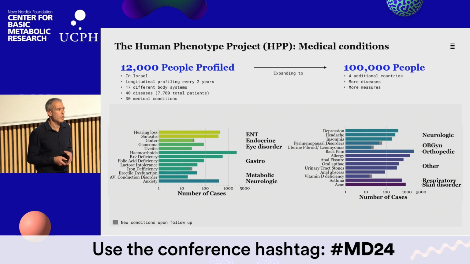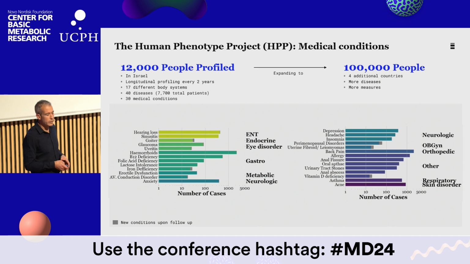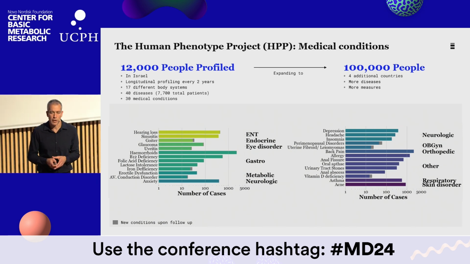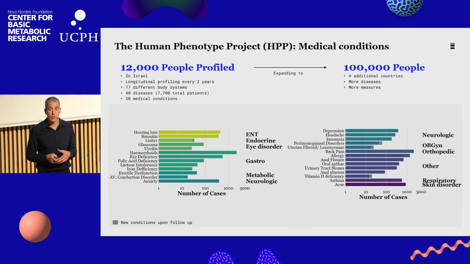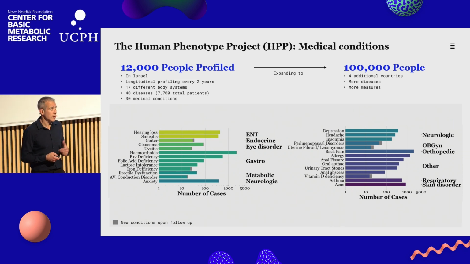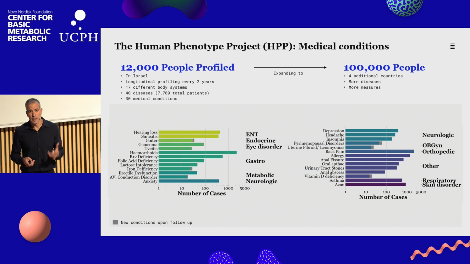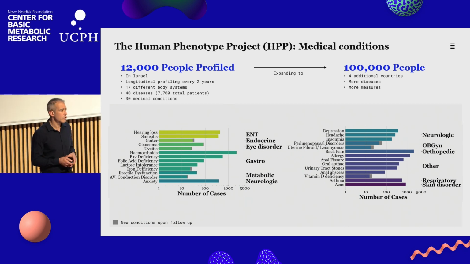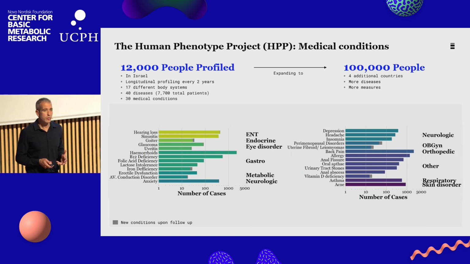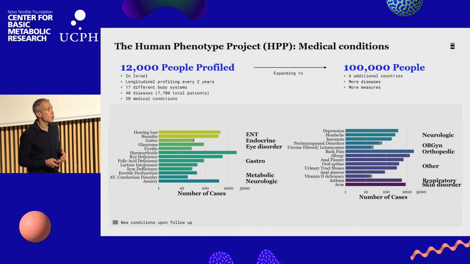Because we see the value of this data, which will be the main focus of the talk today, our discoveries, we're now in the process of trying to significantly expand this. With the next milestone, we hope to achieve 100,000 people, both by doubling and tripling this cohort in Israel, but also expanding to other countries where we can explore more genetic, cultural, ethnic, and so on diversity.